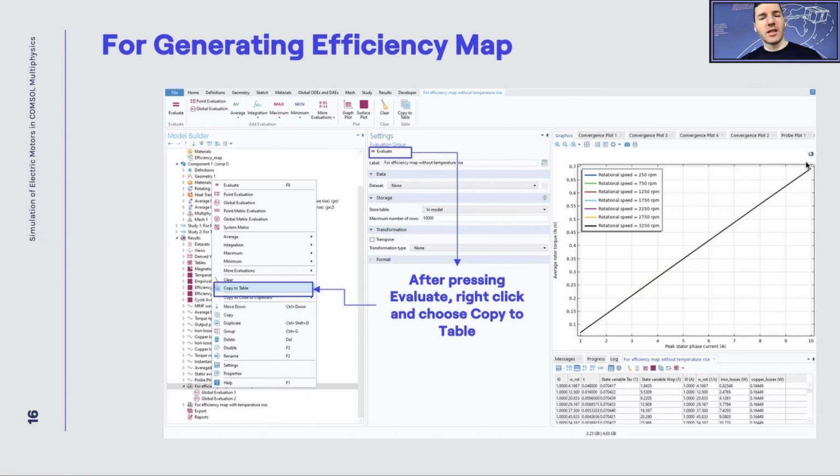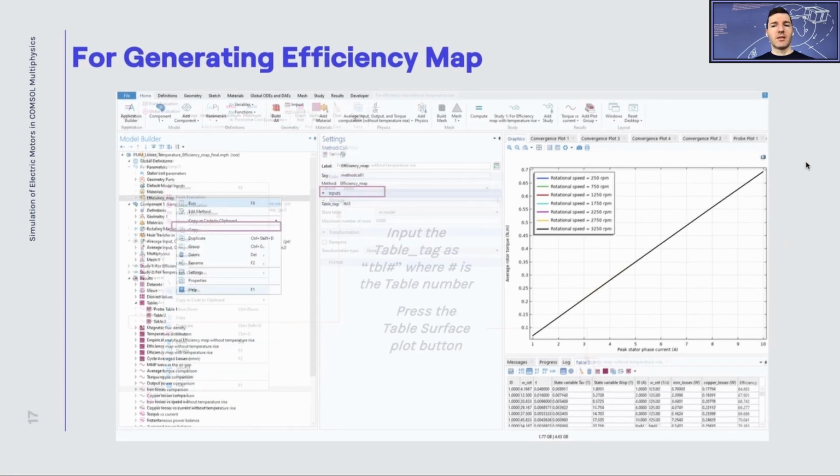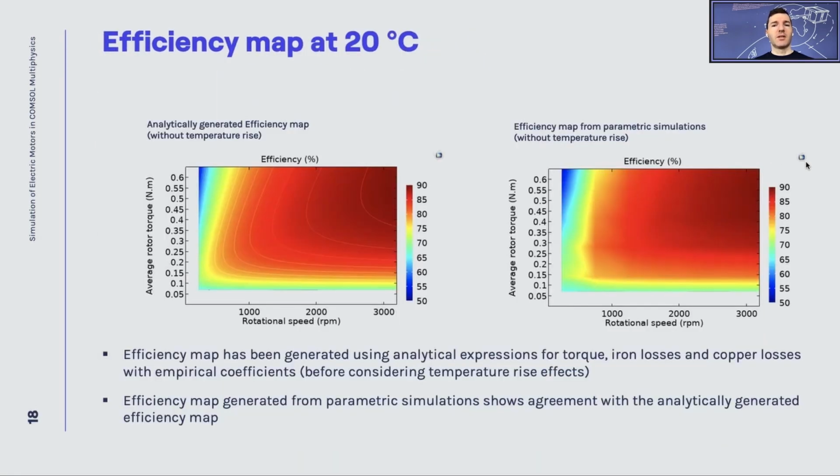And so we will include these slides in the follow-up email, and you will have detailed setups on how to set up the efficiency map. For simplicity, I will go over it and discuss only the results here. So here on the left-hand side, you can see the efficiency map without taking into account the temperature rise, the temperature dependency of the material properties like the conductivity and the magnetic flux density. So this is an analytical solution.